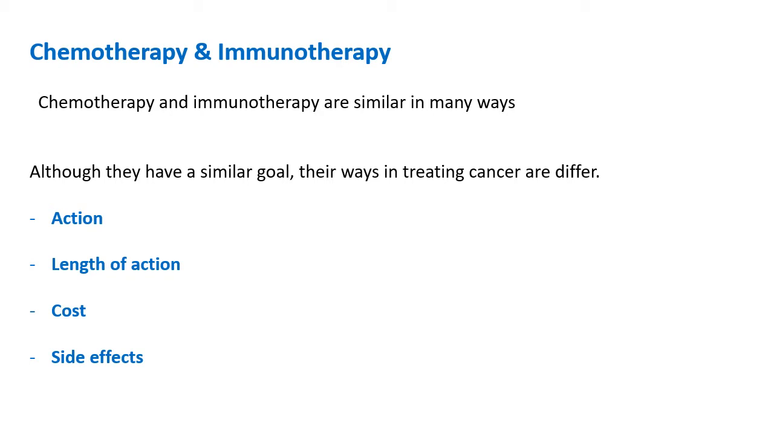The action of immunotherapy. Immunotherapy works to enhance the immune system's ability to destroy the cancer cells. While chemotherapy drugs directly impair a cancer cell's ability to replicate, stop replication, or weaken the cancer cells in order not to replicate. The length of action. Chemotherapy stops working once the drugs are no longer administered.